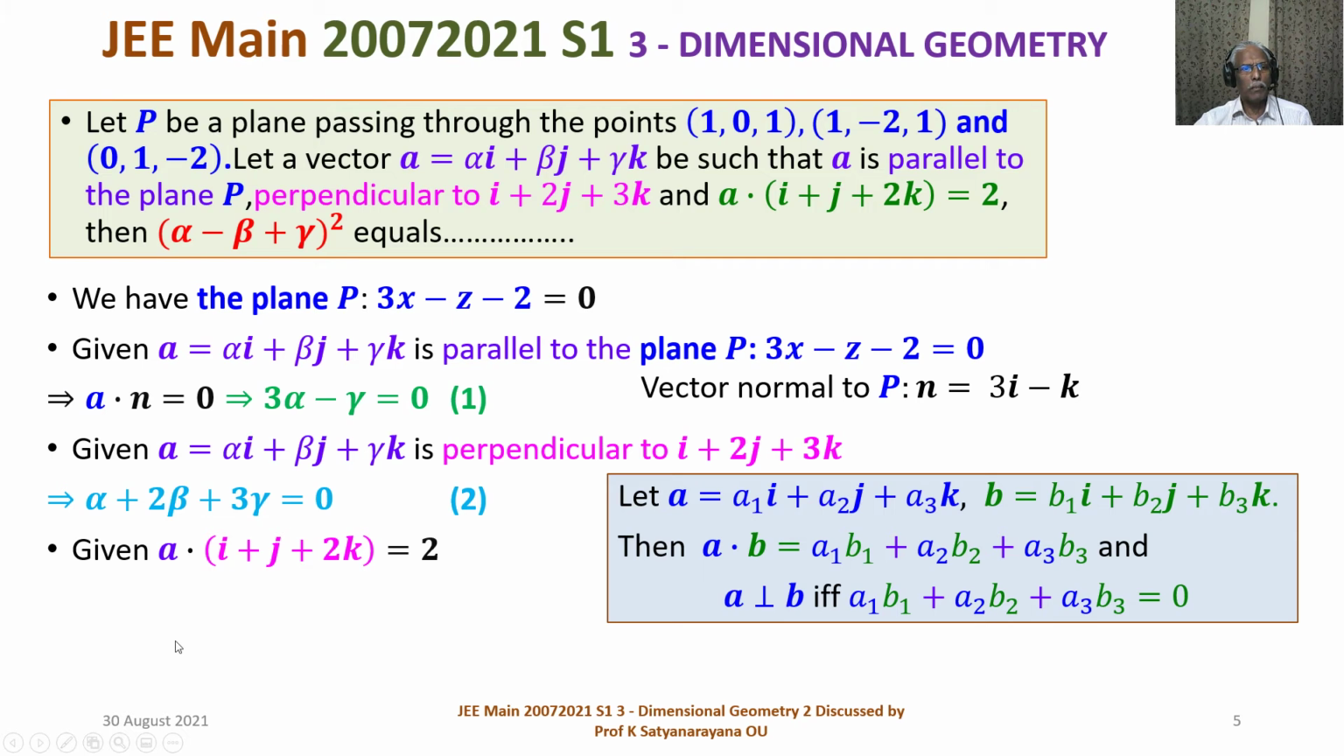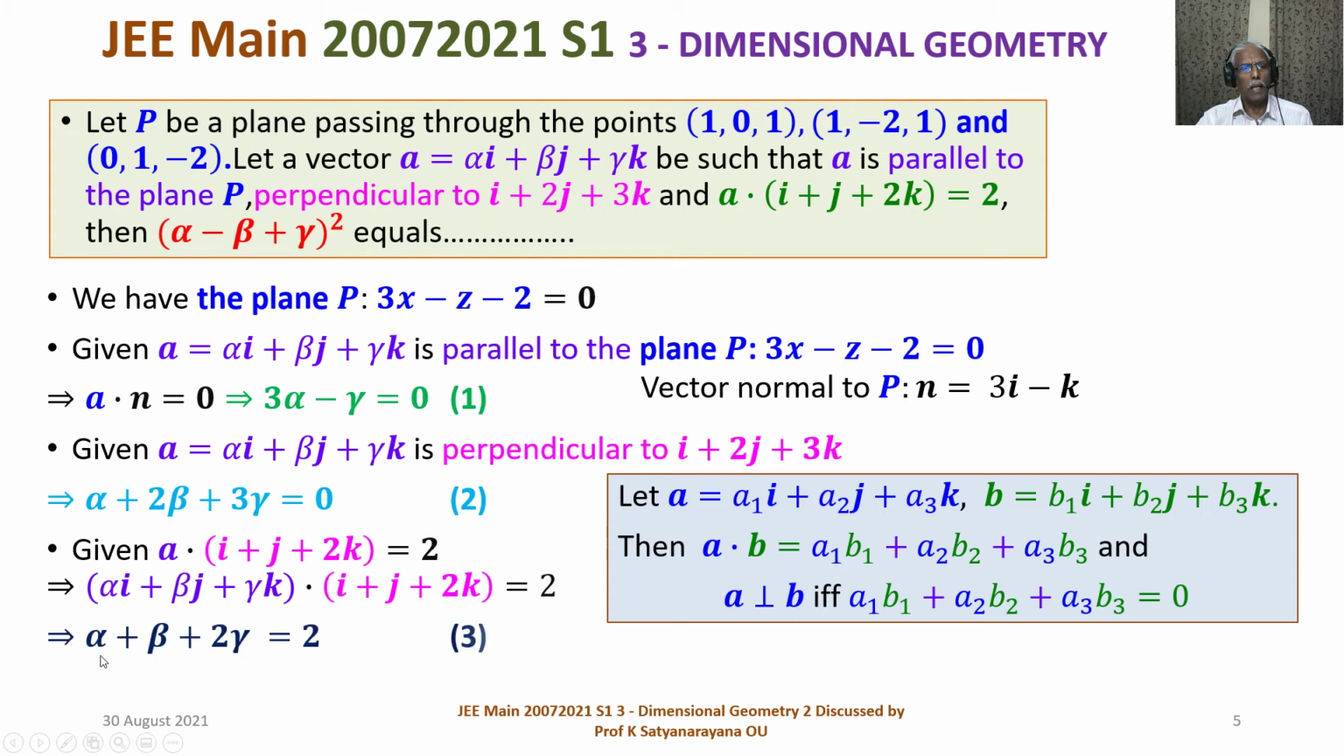And you are further given that the dot product of vector A with i plus j plus 2k is 2. So therefore you will get A, which is alpha i plus beta j plus gamma k, dot product with i plus j plus 2k. It will be alpha into 1, beta into 1 plus gamma into 2 is equal to 2. That is alpha plus beta plus 2 gamma is equal to 2.